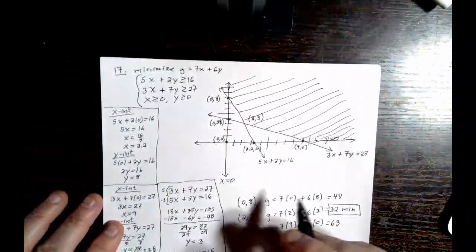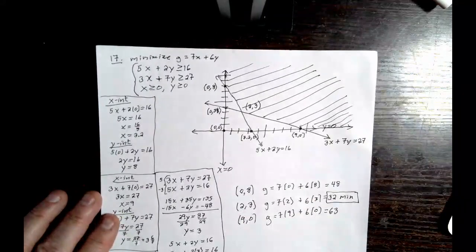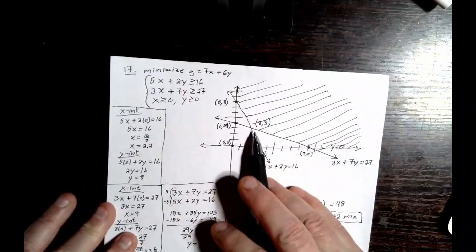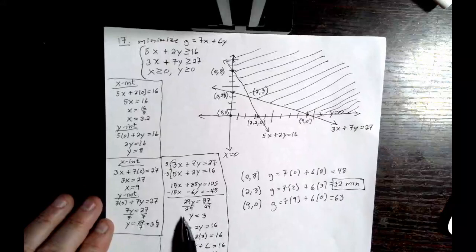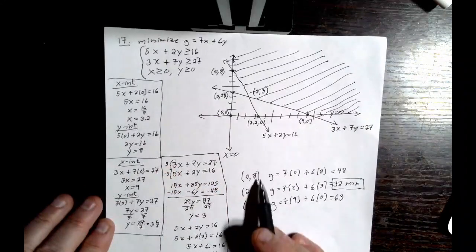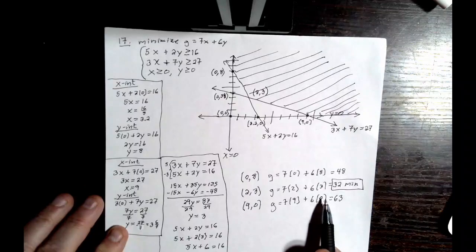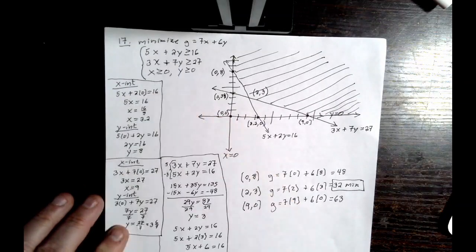One of the rationales in this type of mathematics is that if you're going to find a max or a min, it's going to be on the corners. Okay, so that's why we're focusing on all those corners here. Okay, and you plug those corners into the equation, and you pick the minimum, in this case, min.